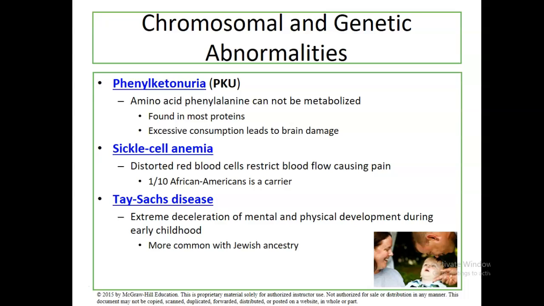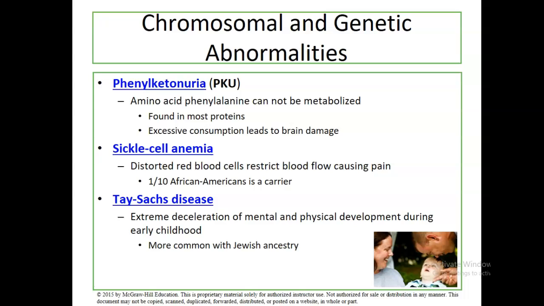These blood cells take on a distorted, sickle shape, and this impedes and restricts blood flow, particularly to extremities like arms and legs, and it can result in pain and discomfort, which can of course affect mobility and maybe even things like job performance.